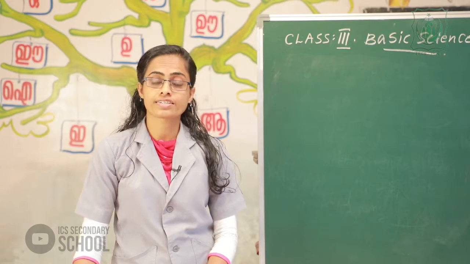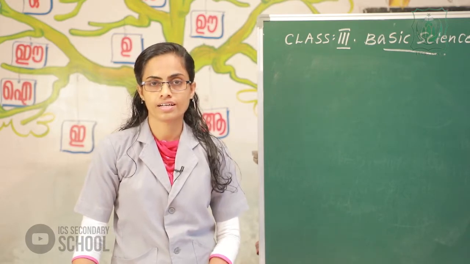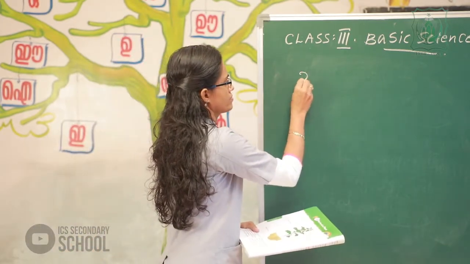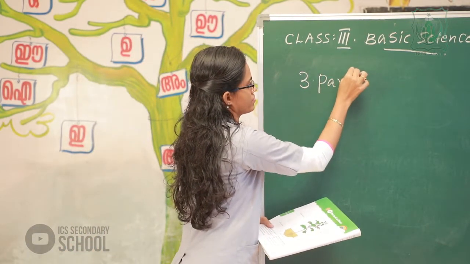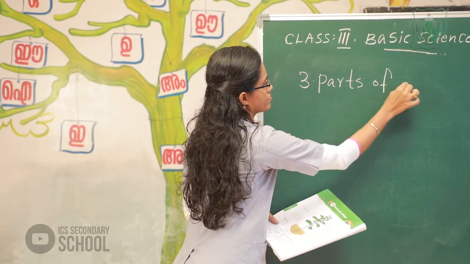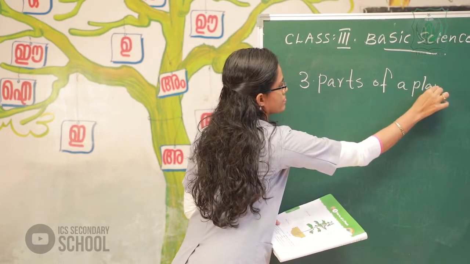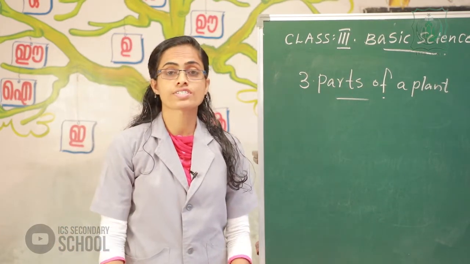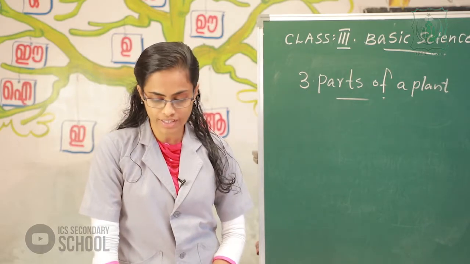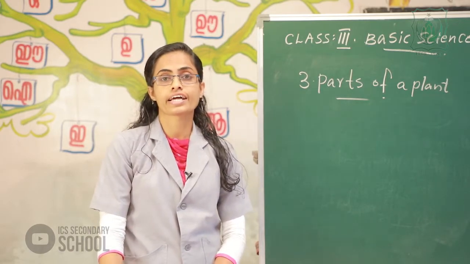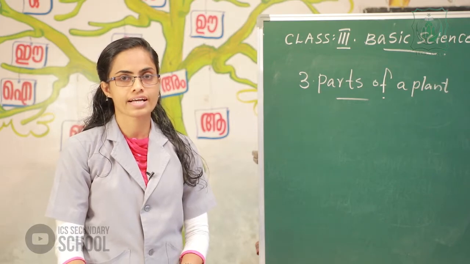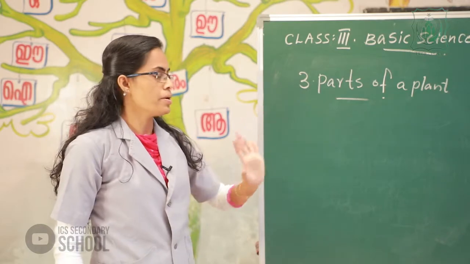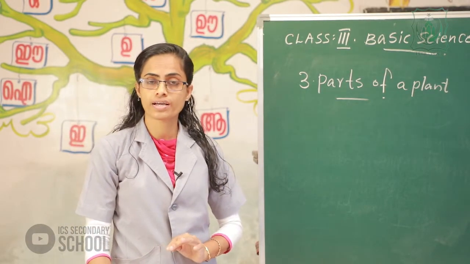Now today we discuss a new lesson, parts of a plant. We already studied the first lesson, living and non-living things, and the second lesson, animals and plants, and the third lesson, parts of a plant.